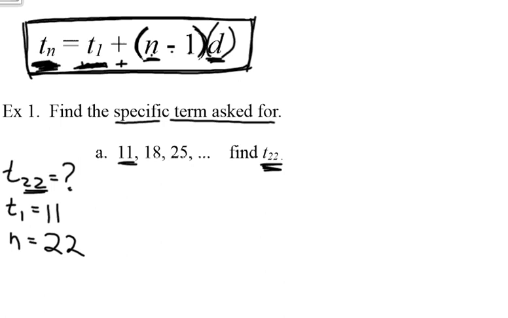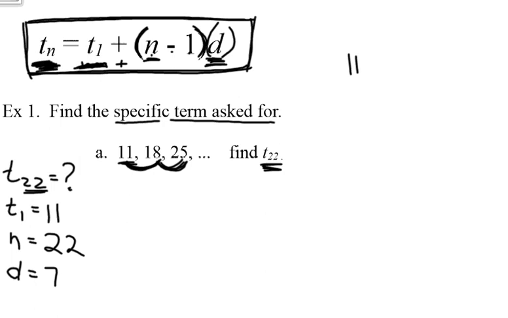Our formula also requires the common difference. Do we know the common difference? Well, we're going from 11 to 18, 18 to 25, and continuing it. Hopefully you can recognize just by looking at that, our common difference is positive 7. 11 plus 7 is 18, 18 plus 7 is 25, so our common difference is 7. Once we've listed what we know, now we can use the formula.